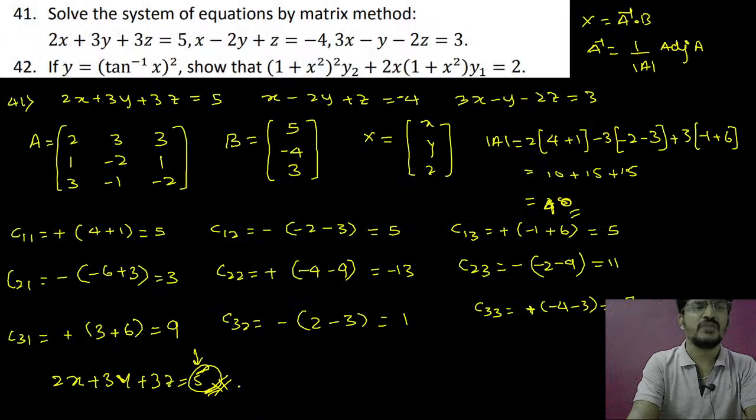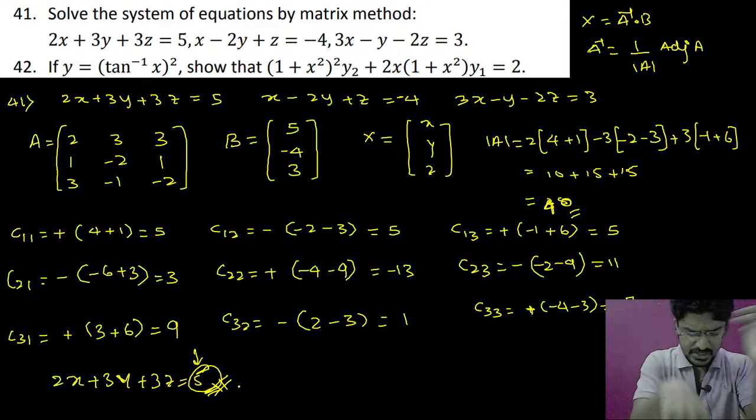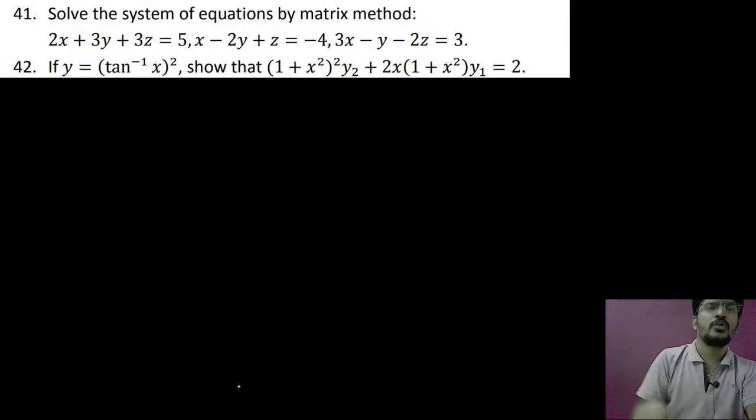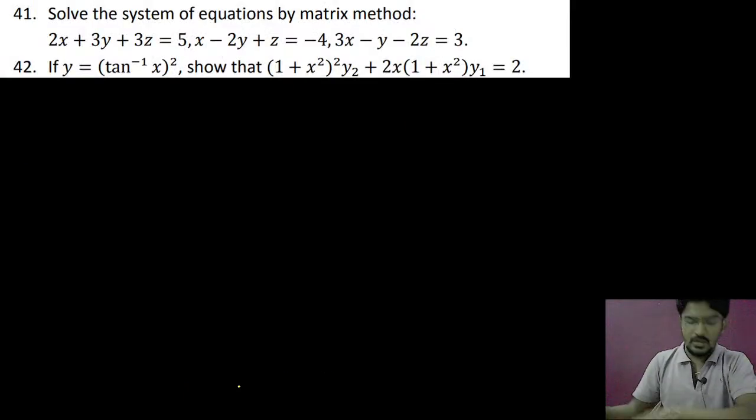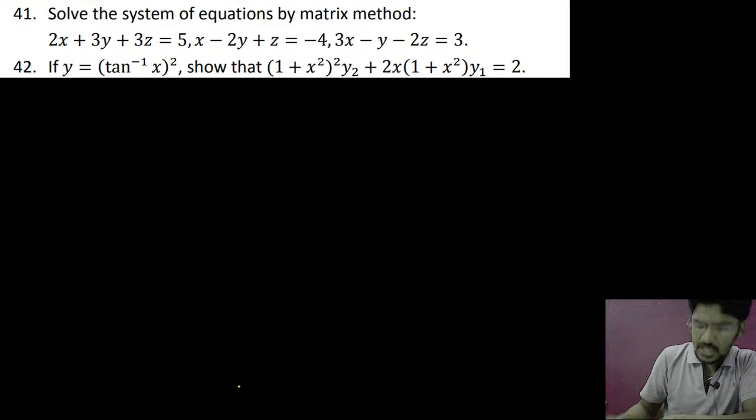So quickly tell me 41. Have you understood it? Give me thumbs. Quickly tell me, have you understood it? Please quickly give me thumbs. If you have understood, then we can go for the next problem. Okay. So now we can move to problem number 41.